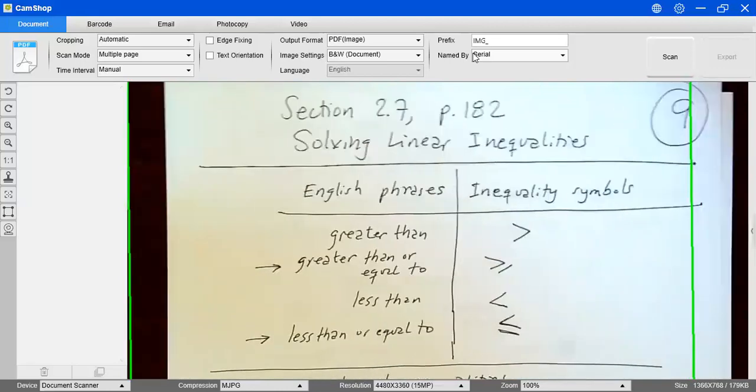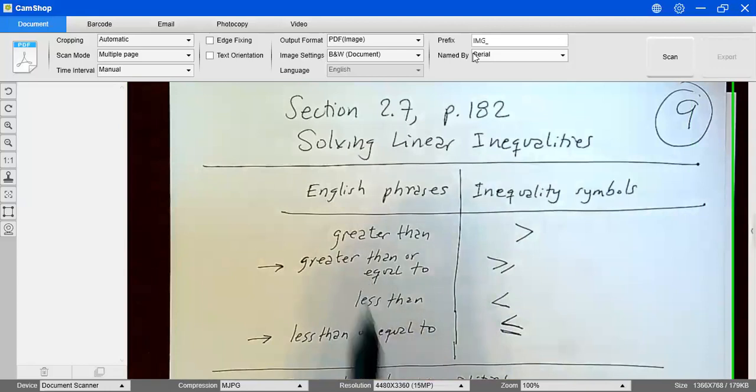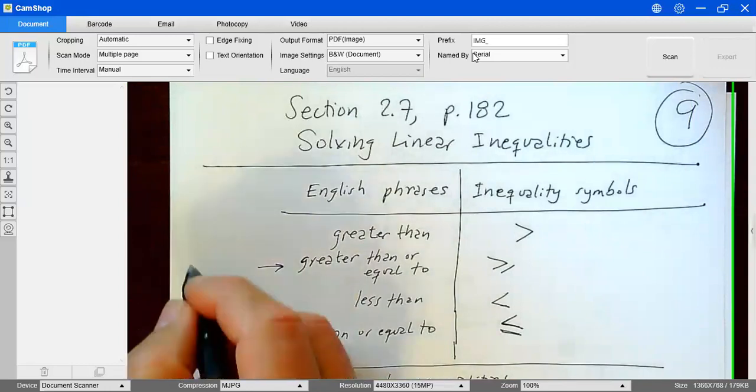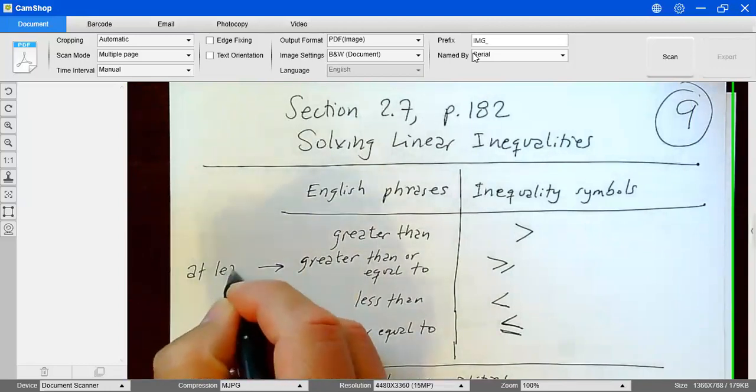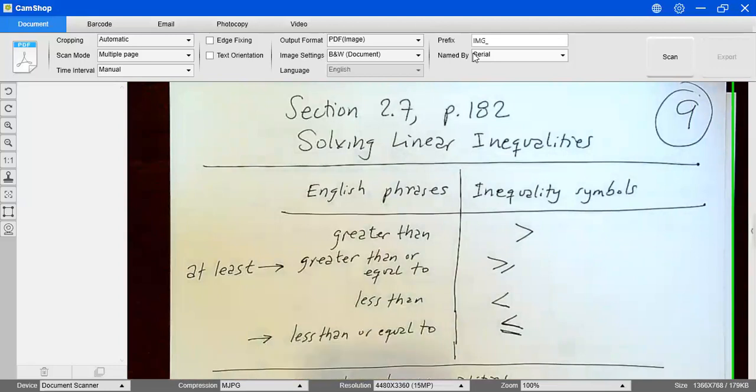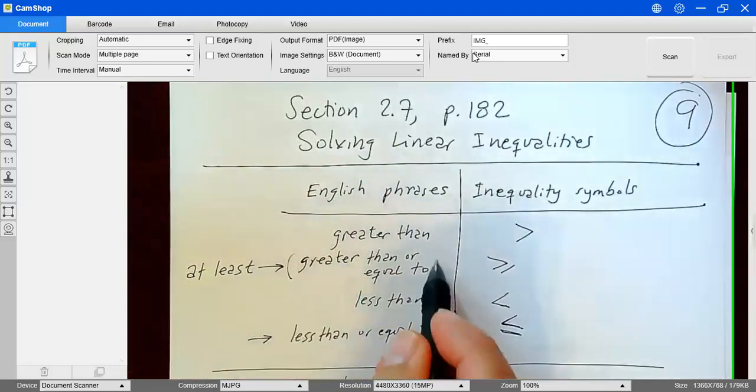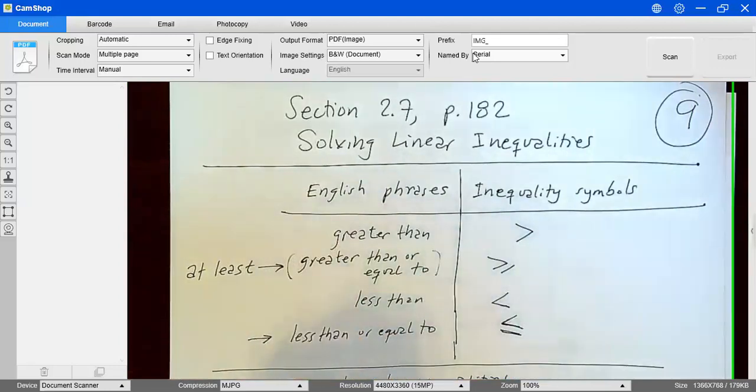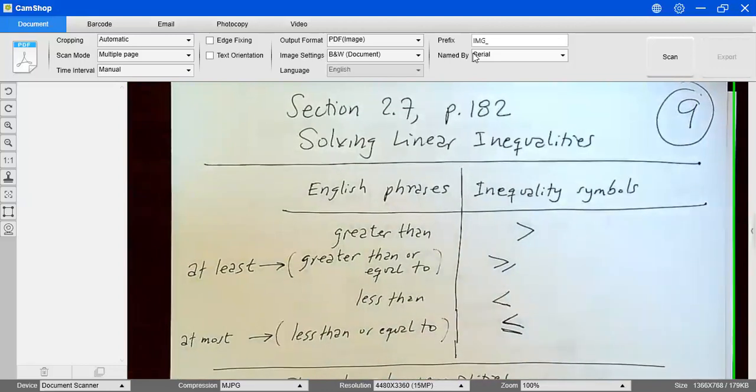There are some problems where the terminology or the phrases are slightly different. For example, sometimes they say something like at least. At least is equivalent to greater than or equal to. Sometimes they say at most. At most is equivalent to less than or equal to.